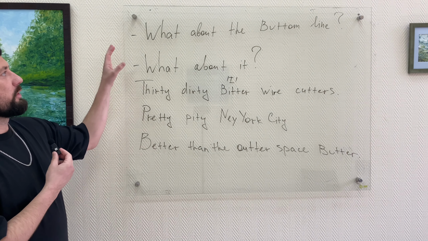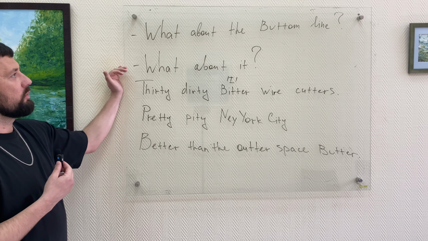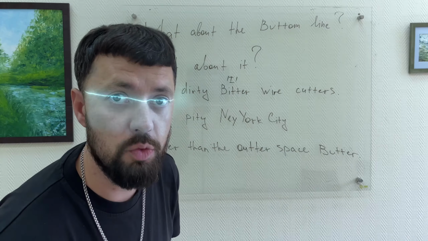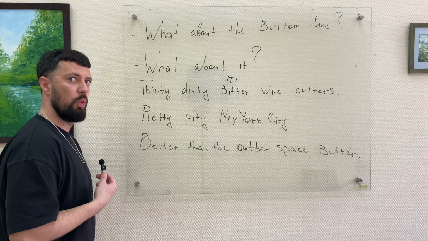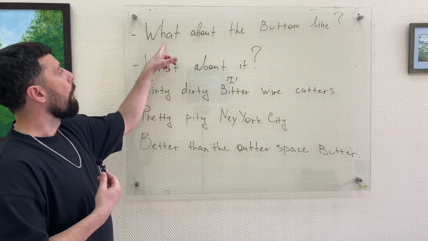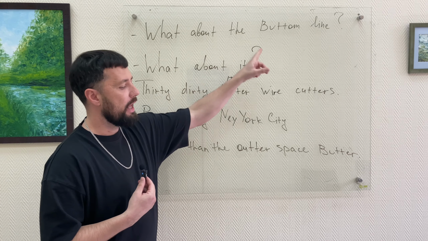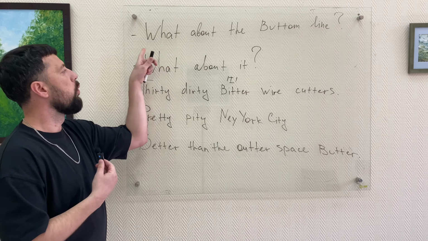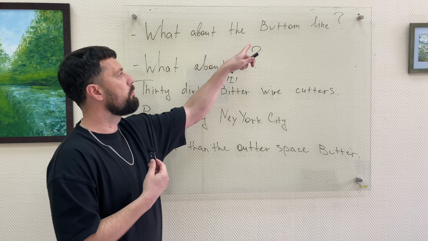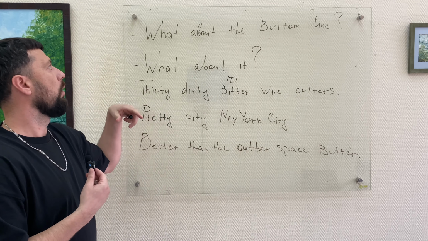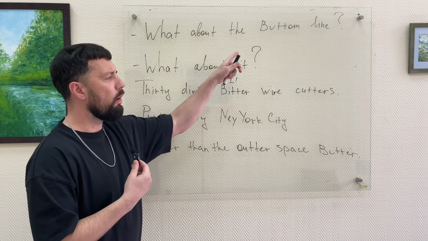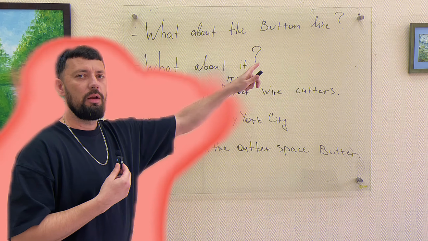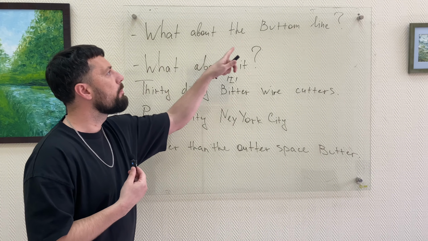So, the first one is a quite combination. We're gonna do this two-liner as one tongue twister. Ooh. But let's get it. What about the bottom line? Okay. So it's not "what about the bottom line," no, it's "what about the bottom line?" Uh-oh. What about the bottom line?